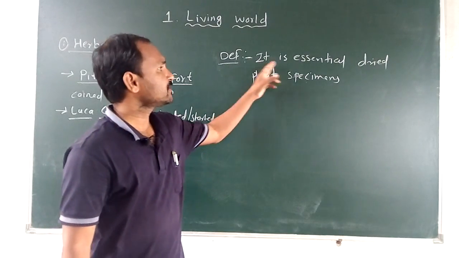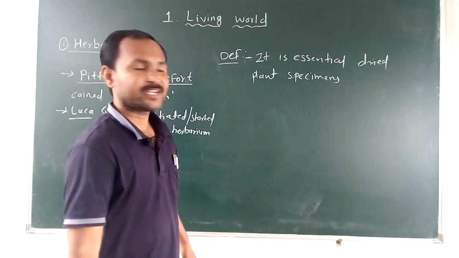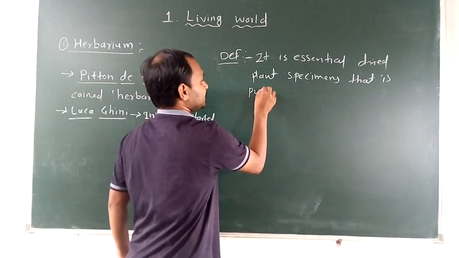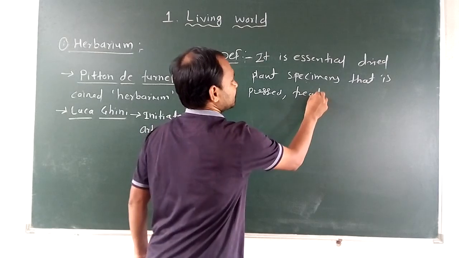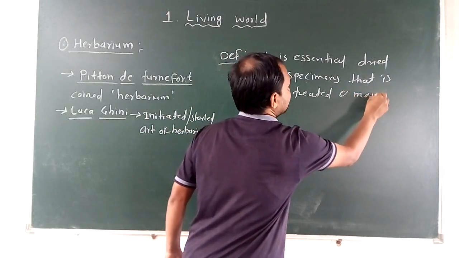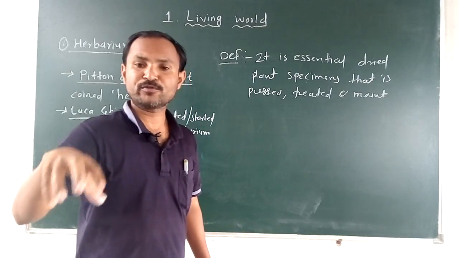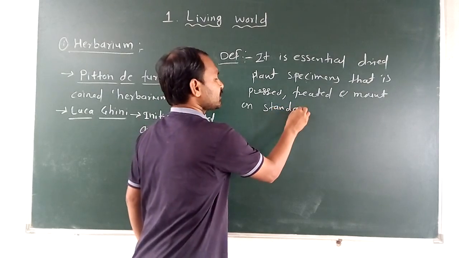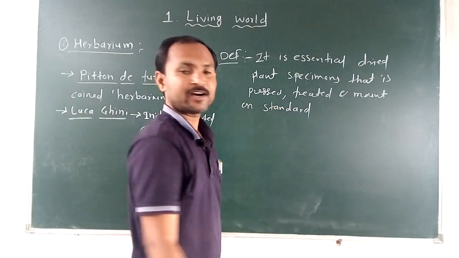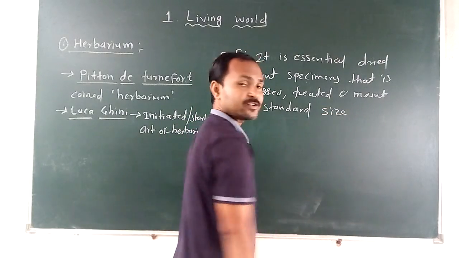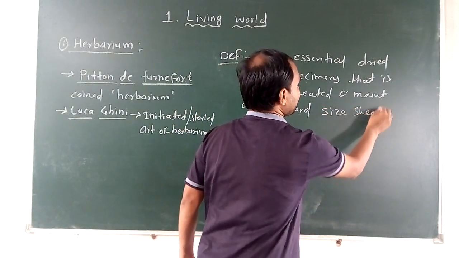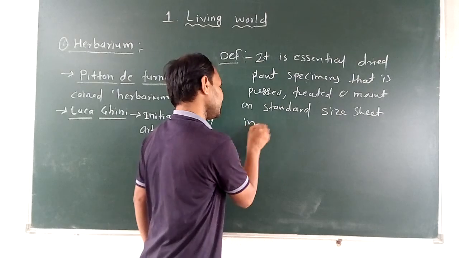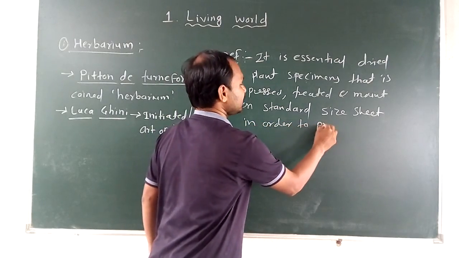First, it is the essential dried plant specimen. Then the next point is that it is pressed. This plant specimen is pressed, treated, and mounted. Mount means put on. Where? On a standard herbarium sheet size. This is a paper particularly for making the herbarium sheet, in order to preserve them.